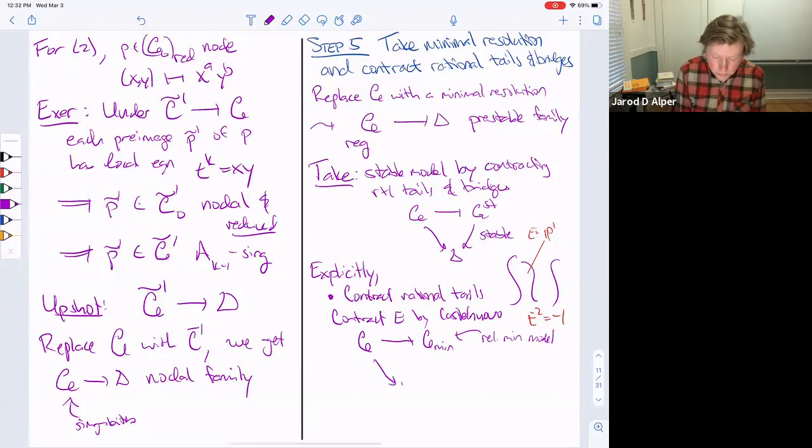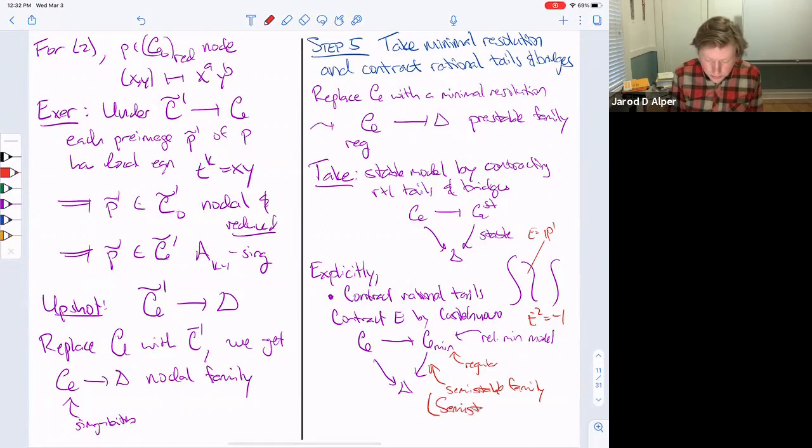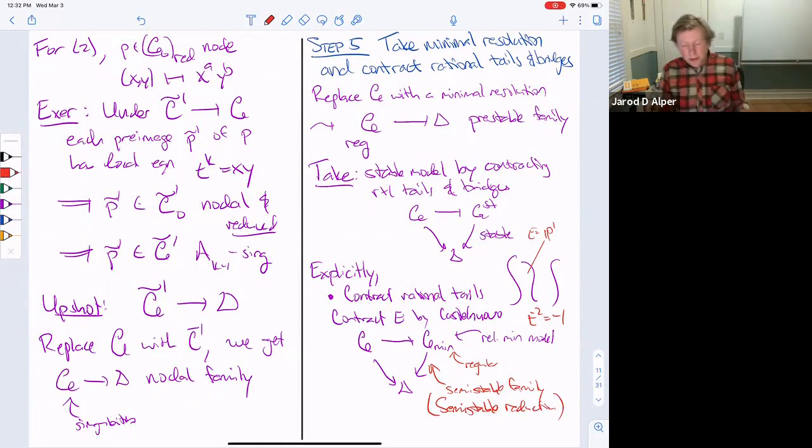Now the total family here is still regular. And there's no rational tails anymore. So this is a semi-stable family. And in fact, you could stop at this step. You could call this the semi-stable reduction, where you've filled in the central fiber in your family so that the central fiber is semi-stable and the total family is regular, which is a desirable property.